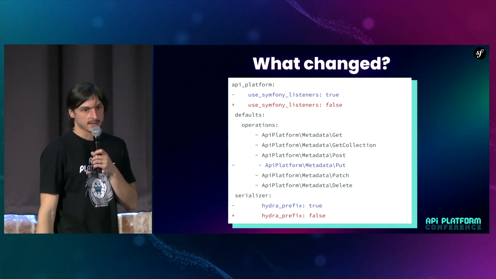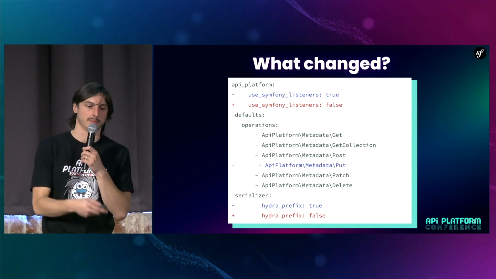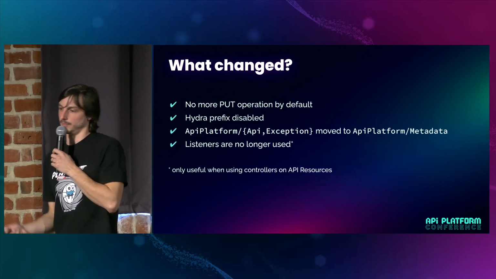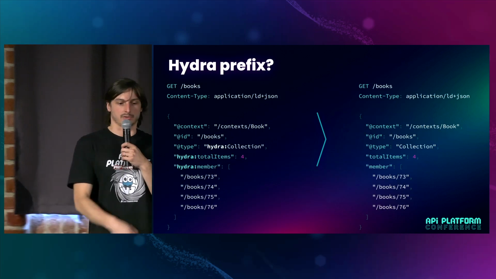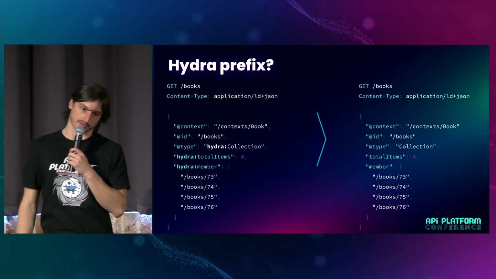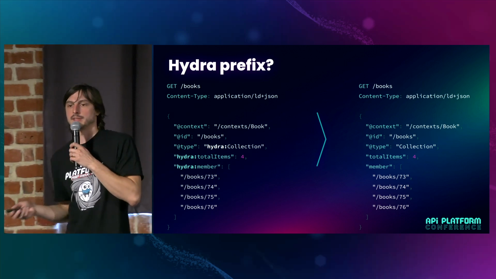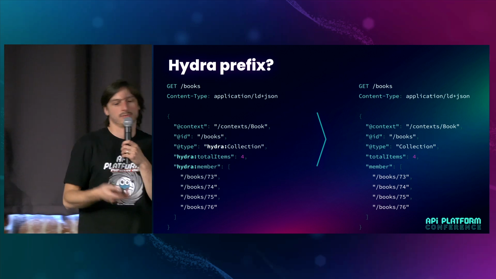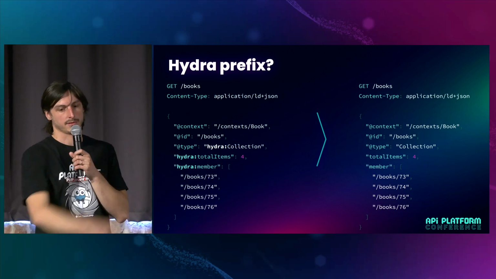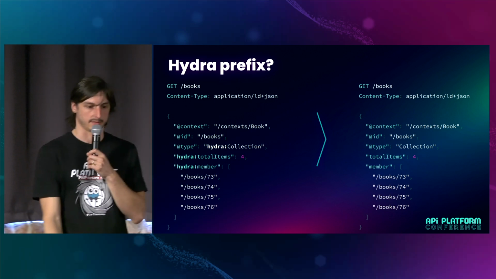And the last big thing that can break your tests is the Hydra prefix. The Hydra prefix will be set from true to false, which means that, I have a slide for that, you will get this Hydra colon removed from the responses. This makes less code in the JSON, and basically the standard suggests to remove this. It's still inside the context of the context/book, but yeah, we can remove it from the responses.